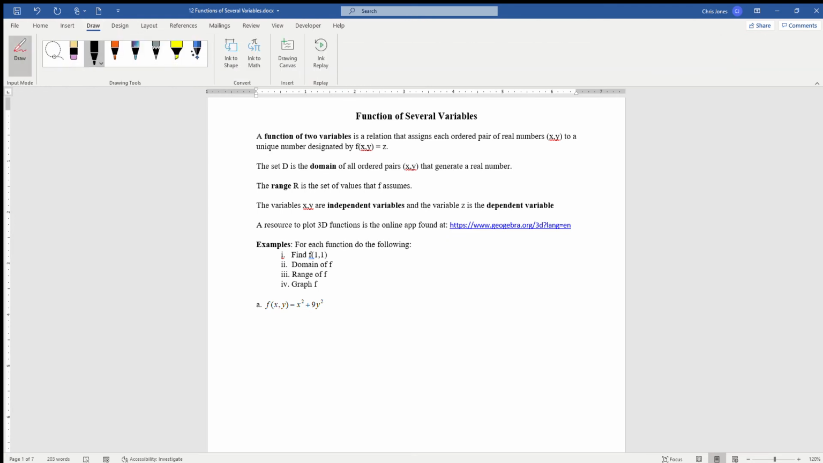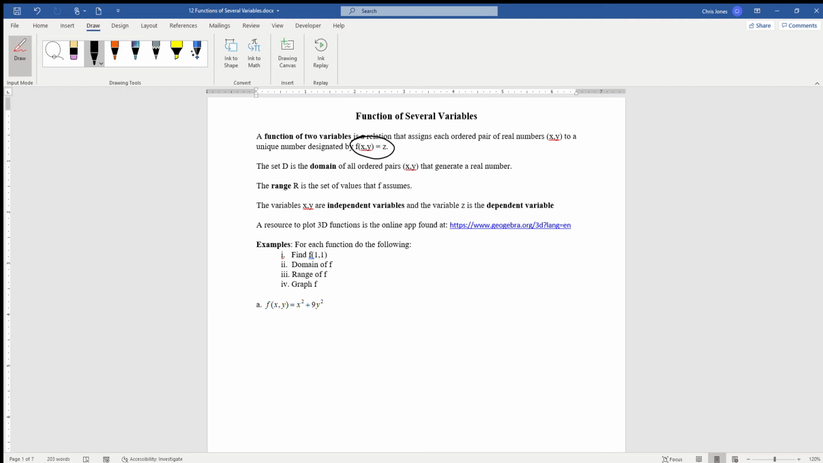A function of two variables essentially has an input of an x, y and an output of z. So whenever we have the notation f(x, y) is equal to z, that's sort of like f(x) equals y in two dimensions. The domain is going to be all the ordered pairs, not single variables, but now paired variables, that generate a real number for z. The range is all the possible outputs that z might assume. X and y are independent, and z is dependent.